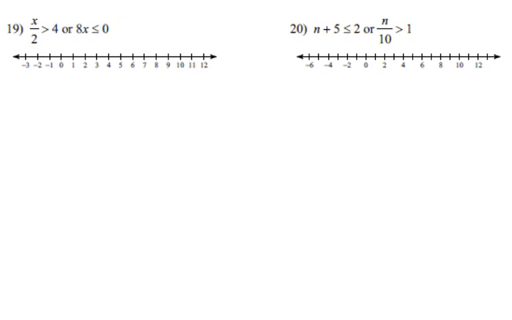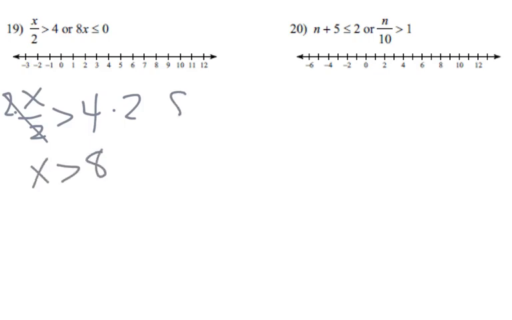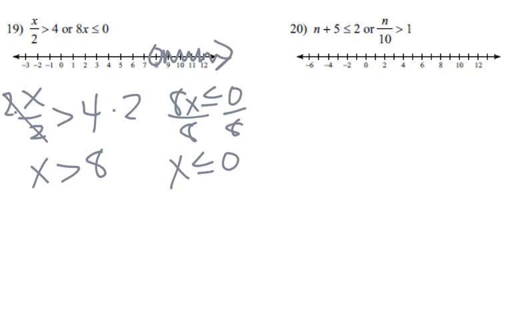Alright, 19 and 20. Notice these are ors as well. Same idea. Now remember that a fraction can kind of scare us, but it's just x divided by 2, so the opposite is multiplying by 2. That becomes x is greater than 8. And 8x is less than or equal to 0. Divide by 8 on both sides, and we get x is less than or equal to 0. So at 8, a hollow circle, x is greater, so shade to the right. X is less than or equal to 0, so at 0, a filled-in circle, x is smaller, so we shade to the left.